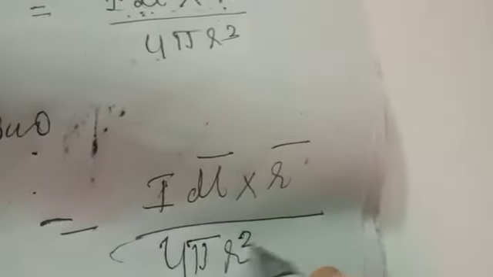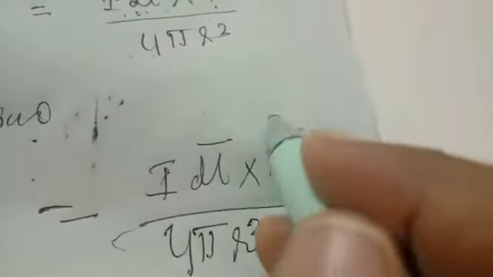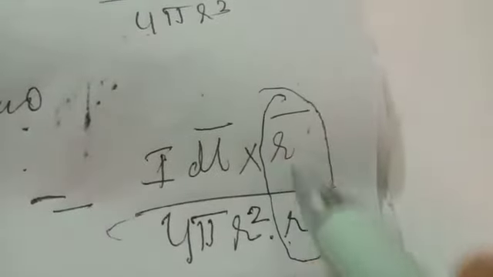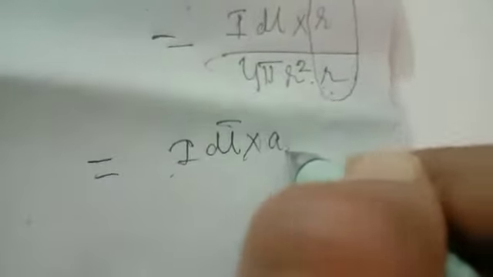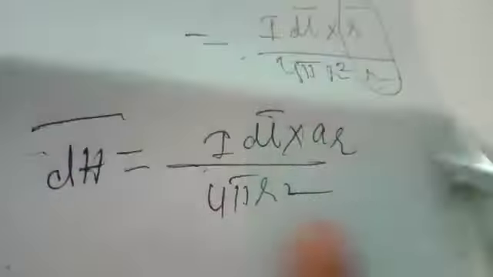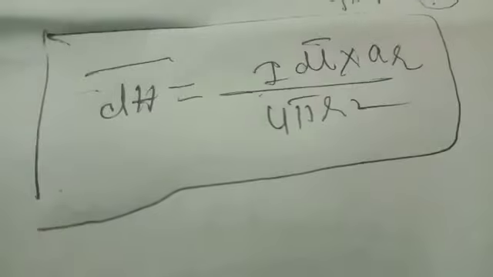We can split R cube into R square into R. If you observe here, this R bar by R represents the vector divided by its magnitude, the unit vector. So we can write this as I dl bar cross aR by 4 pi R square. This is the magnetic field intensity at a point due to a current carrying conductor.